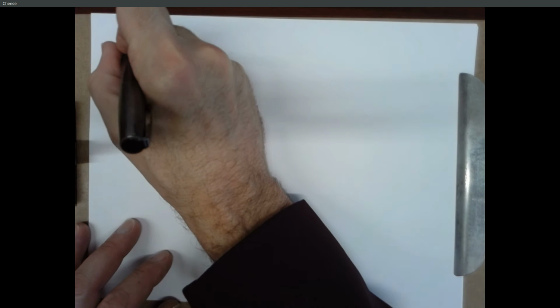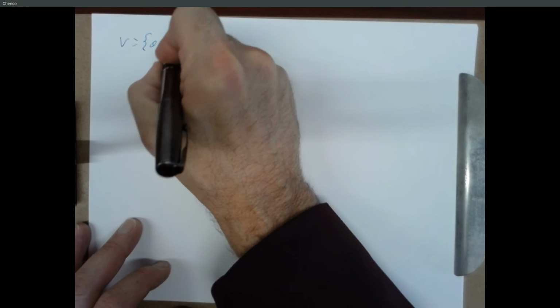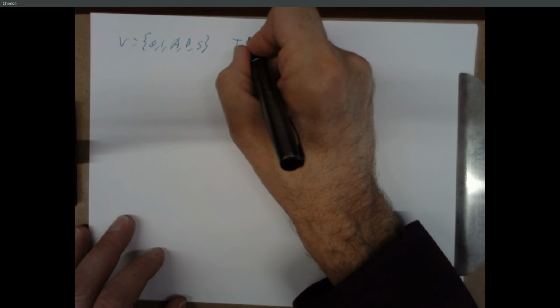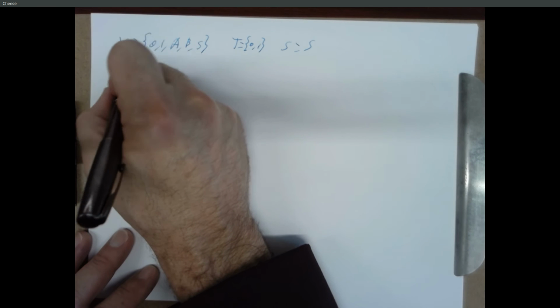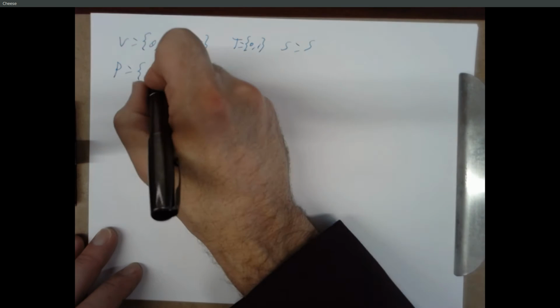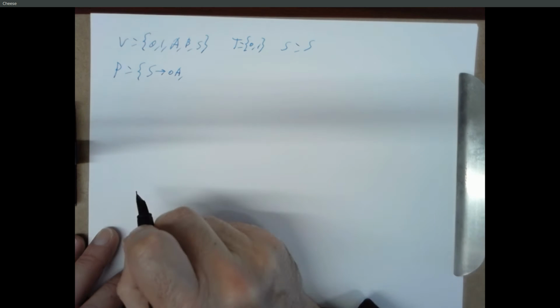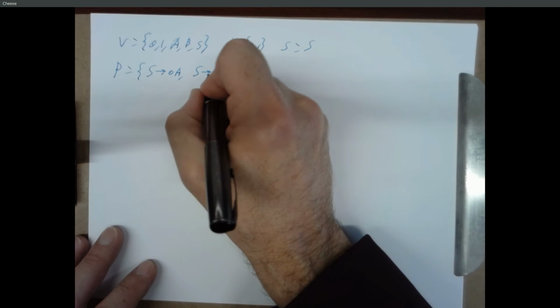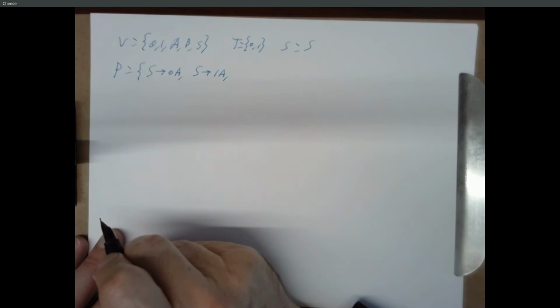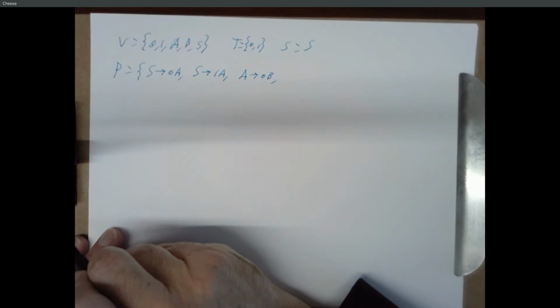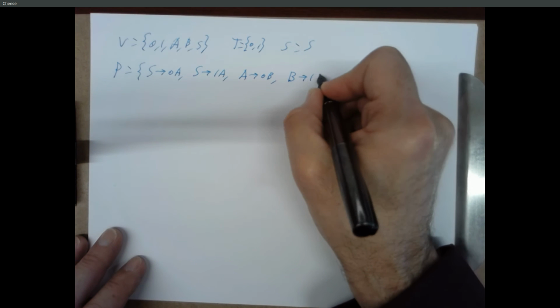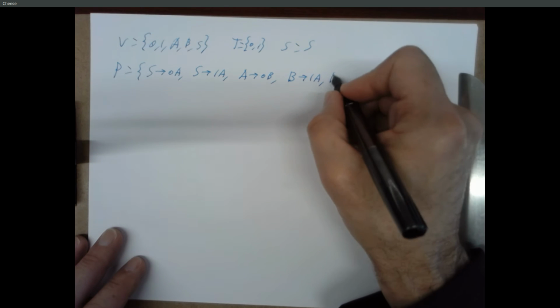So let's try one more. Our vocabulary will be 0, 1, uppercase A, uppercase B, and S. Terminal symbols will be 0 and 1. Start symbol will be S. And our production rules will be S goes to 0A. S goes to 1A. A goes to 0B. B goes to 1A. And B goes to 1.